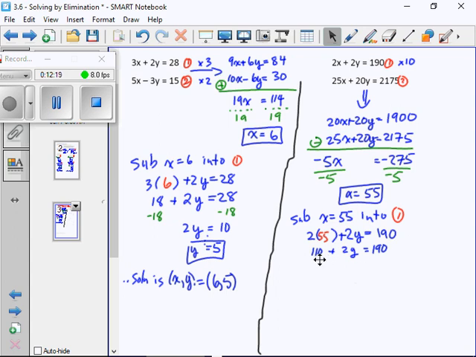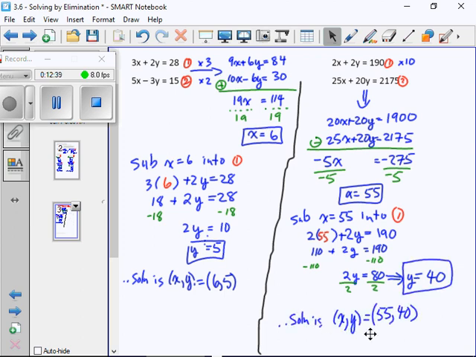So now we're going to move the 110 to the right side and get 2y by itself. So we get 2y equals 80. Now we're going to get y by itself by dividing both sides by 2, which tells us that y is going to equal 40. So therefore our solution, xy, is equal to 55 and 40.